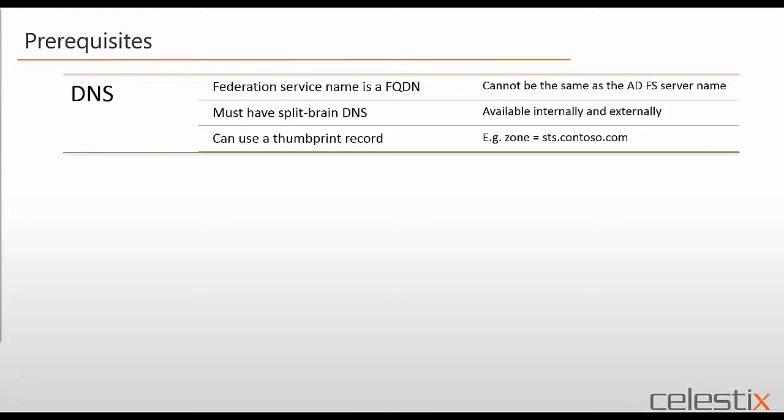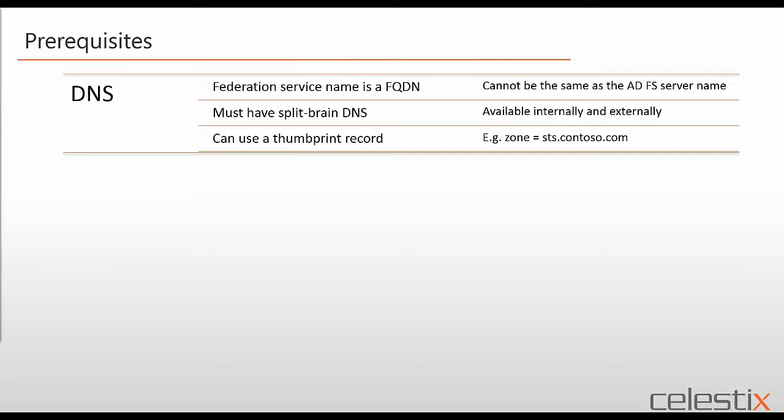You must have a split-brain DNS. And what we mean by that is that the same public and internal domain name needs to be available internally and externally. We're serving up different records. Because we want our internal users to go to our internal ADFS servers, and our external users to go to our proxy servers or through the firewall. What happens in the authentication chain is that the user's browser, upon connecting to Office 365, will be redirected to a single federation server name, and that has to be available both internally and externally. For DNS, if you do not have a split-brain DNS, you can use what's called a thumbprint record, where essentially you're creating an entire zone just based upon that whole server name or the federation name.